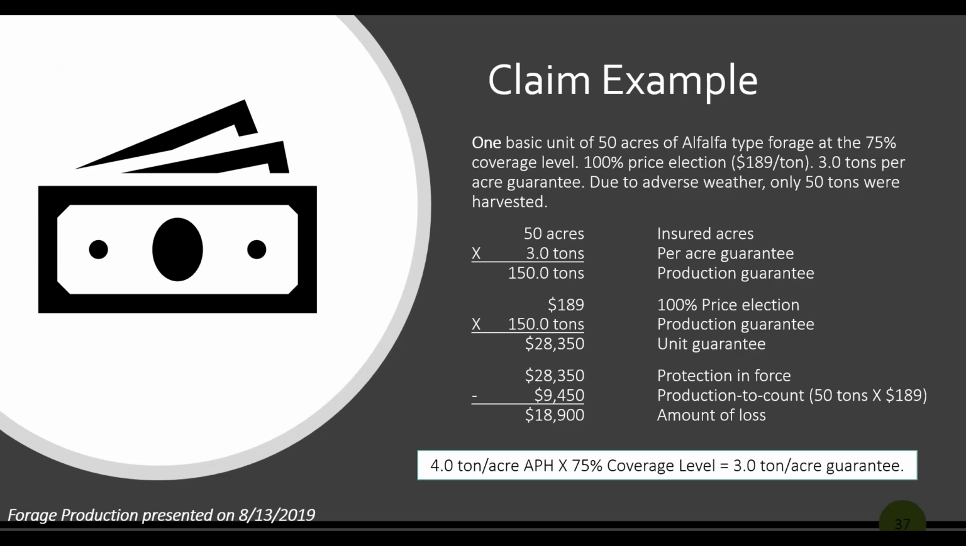A claim example. Here's where we get into coverage levels and how they work and price elections and that type of thing. So let's assume we have one basic unit of 50 acres of alfalfa type forage. We've insured it at the maximum coverage level available, 75%. We selected the 100% price election, that's $180 per ton. And our guarantee is 3 tons per acre. Now note in the white box at the bottom of the page, we had a 4 ton per acre APH, multiply that by the 75% coverage level, and that gets our 3 ton guarantee.